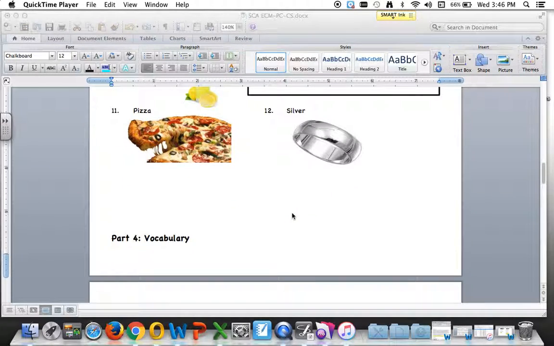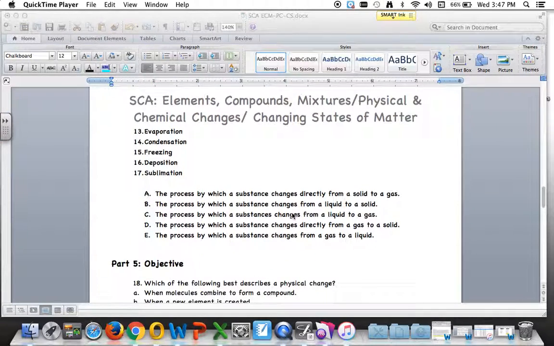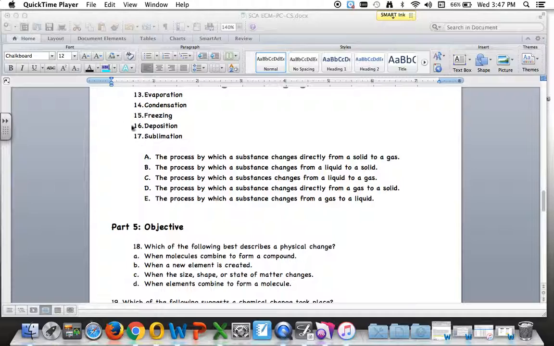Part 4, Vocabulary. Number 13, evaporation. 14, condensation. 15, freezing. 16, deposition. 17, sublimation. A, the process by which a substance changes directly from a solid to a gas.